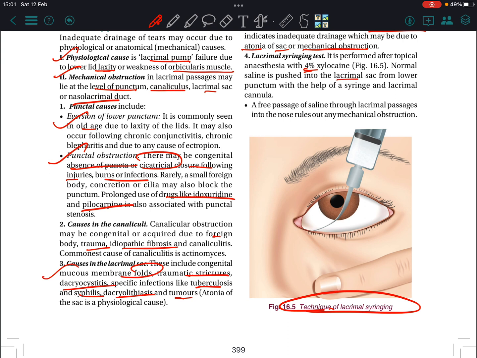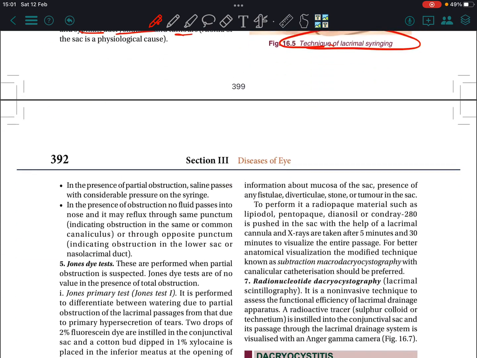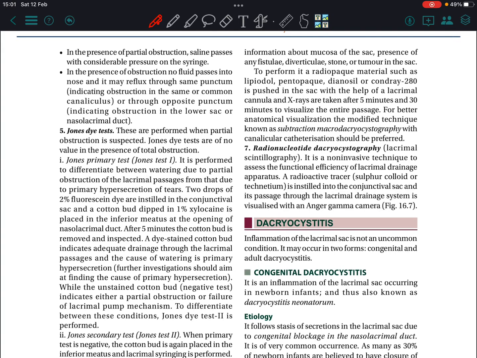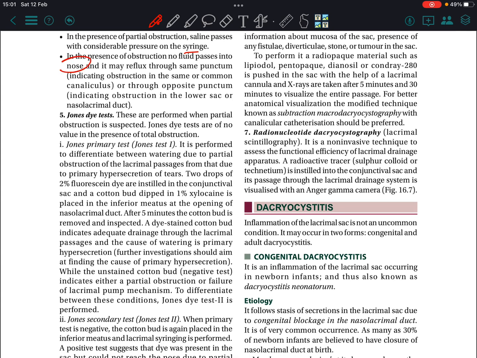Normal saline is pushed into the lacrimal sac from the lower punctum with the help of a syringe and lacrimal cannula. Free passage of saline through the lacrimal system into the nose rules out any mechanical obstruction. In the presence of partial obstruction, saline passes with considerable pressure on the syringe. In the presence of complete obstruction, no fluid passes into the nose.